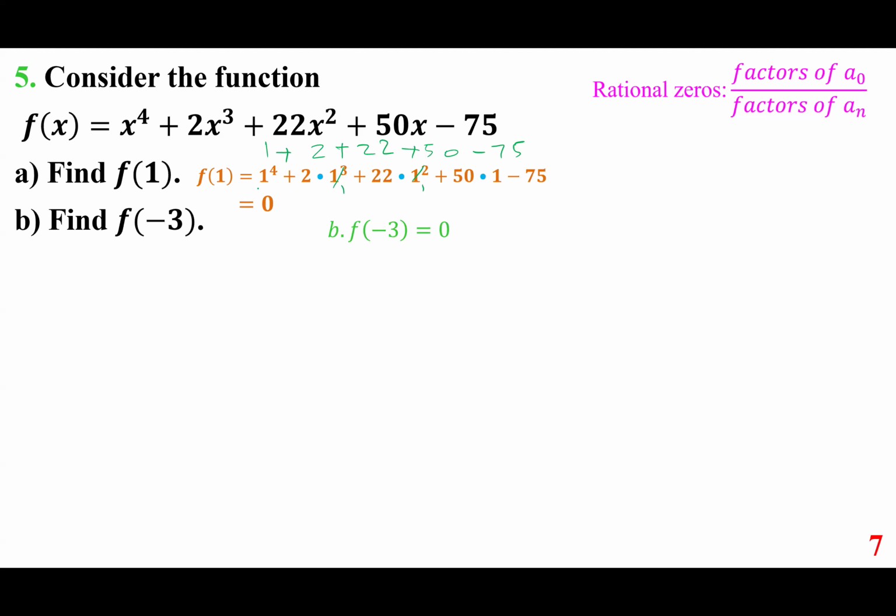Now for f of negative 3, I leave it for you to evaluate, it becomes the same thing. The idea is that you say, let me use a different color, minus 3 to the power of 4 plus 2 times minus 3 cubed, all the way to the end. And you show that that is also 0.